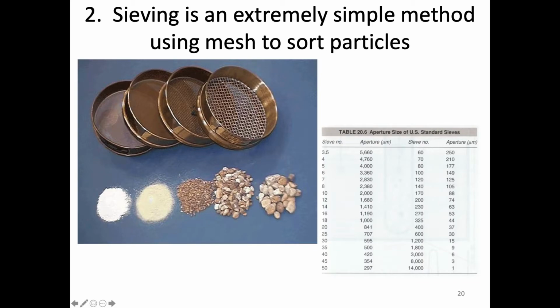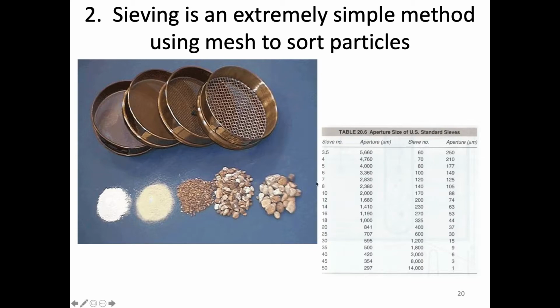For example, if this first one was 3.5, it would say that whatever mass I have above that sieve is going to be larger than 5.7 millimeters, right? And so you can basically characterize it: I have some mass above that, some mass in between these two, some other mass in between. And so it'll give you a weight percent between each variety.